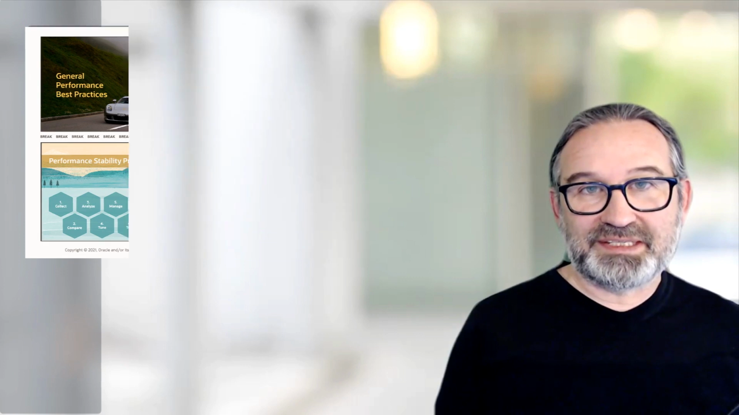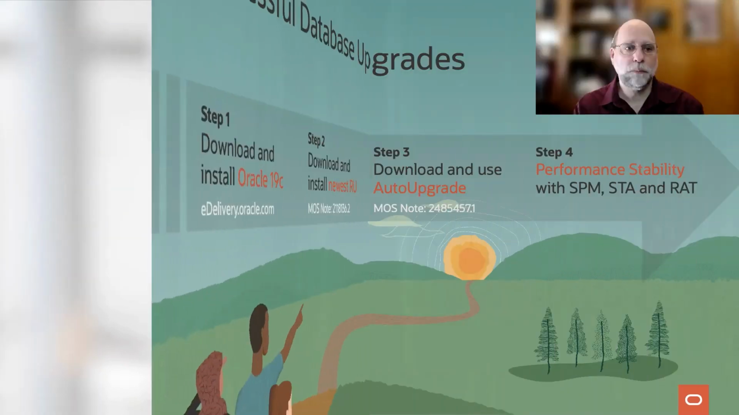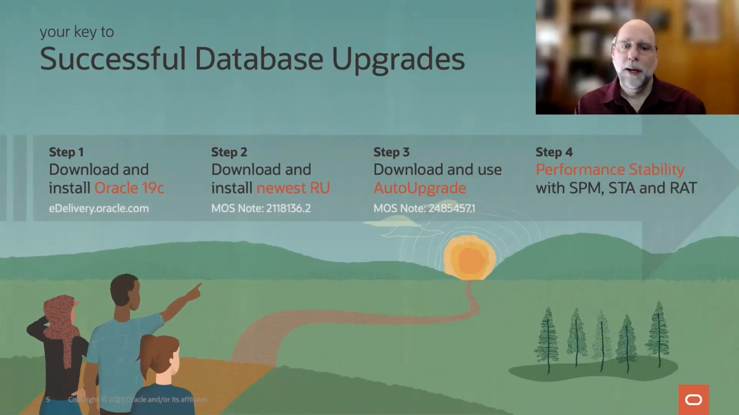Let's go into details. In the previous webinar in this series, we introduced you to this high-level roadmap for a successful database upgrade: being on the right version, getting the latest release update, and using AutoUpgrade effectively in your environment. This is the crucial fourth step of the database upgrade, which is ensuring good performance, because that upgrade doesn't end when the database upgrade itself is complete. It ends when your database is performing to expectation in that new environment.